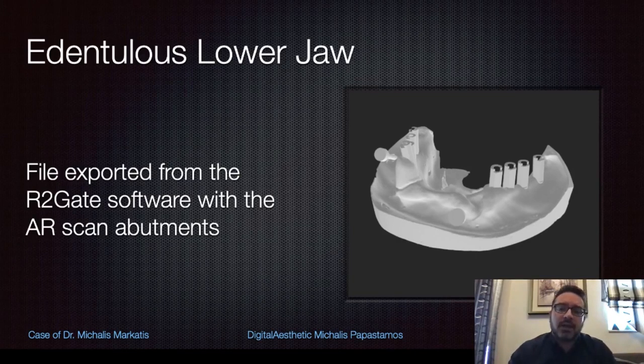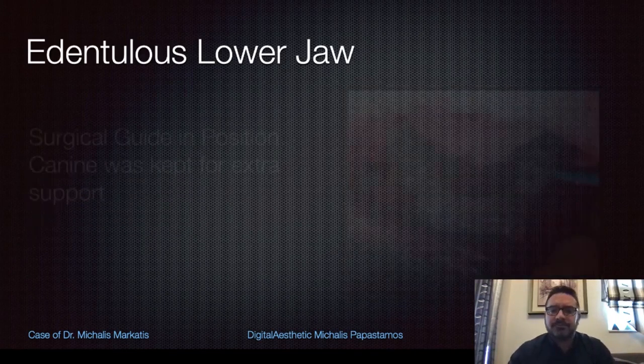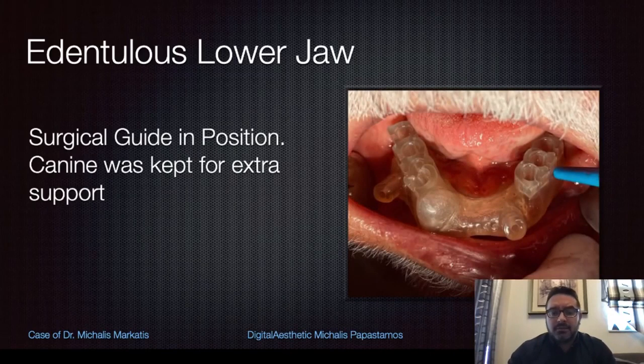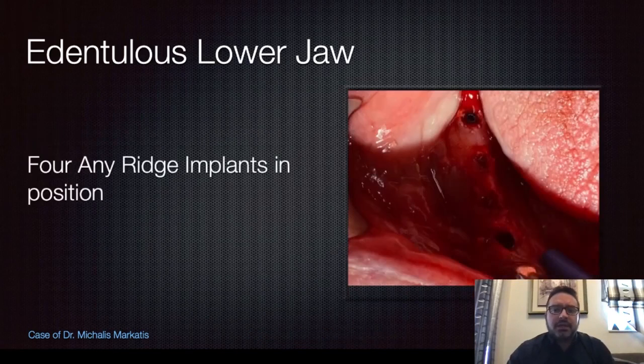So the lab took this file that is also connected to us and firstly printed the surgical guide, as you can see, and here it is fitting in the mouth. You can see that there are 2 pins supported and 1 in the canine. Also, we overlapped the lower jaw so as to have extra stability. In the next photo, you can see that the 4 implants were placed in the 4th quarter, fully guided.